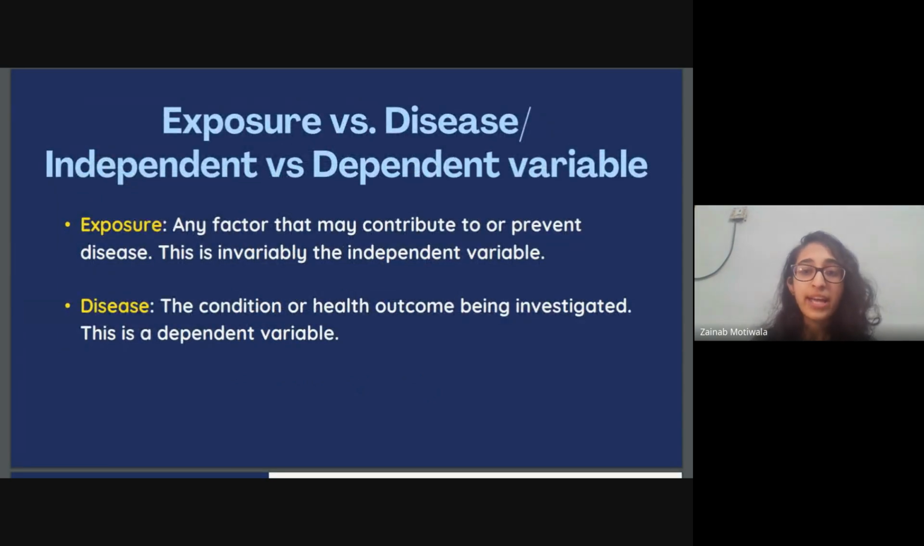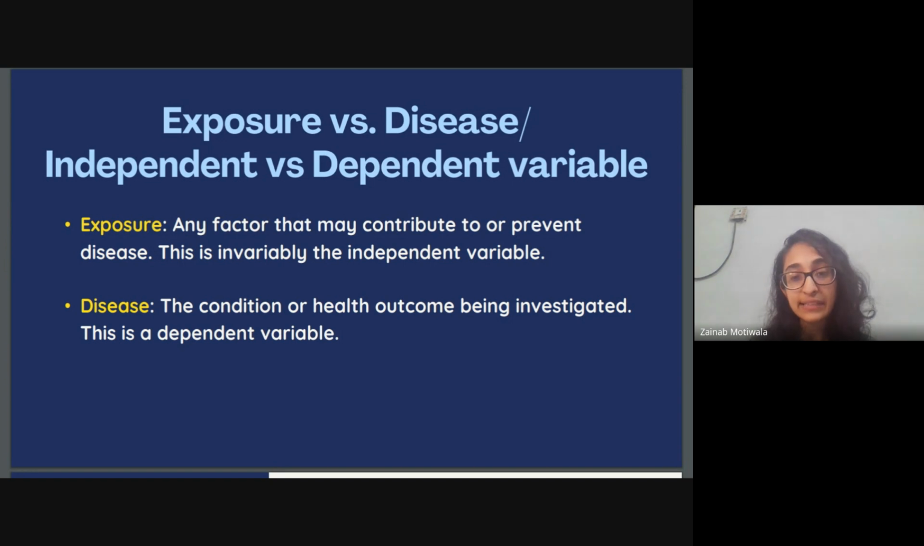So talking about exposure versus disease. What is exposure? It is any factor that may contribute to or prevent the formation of a disease. And this is invariably an independent variable, because this does not depend on anything. As we look through the examples, this should become clearer.